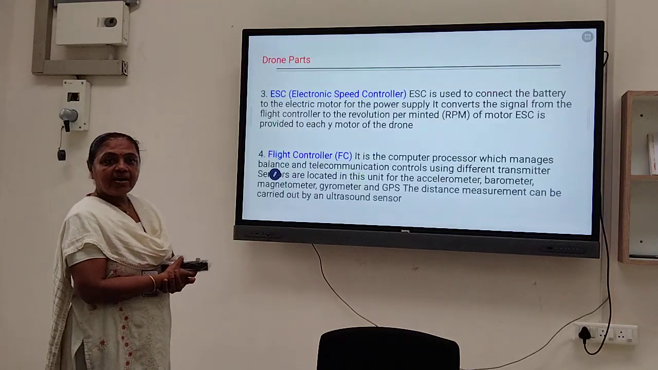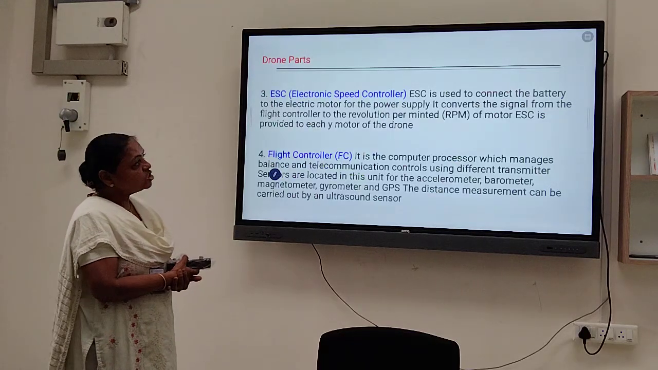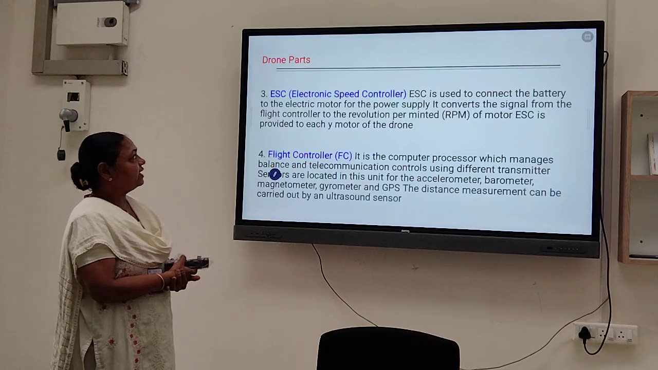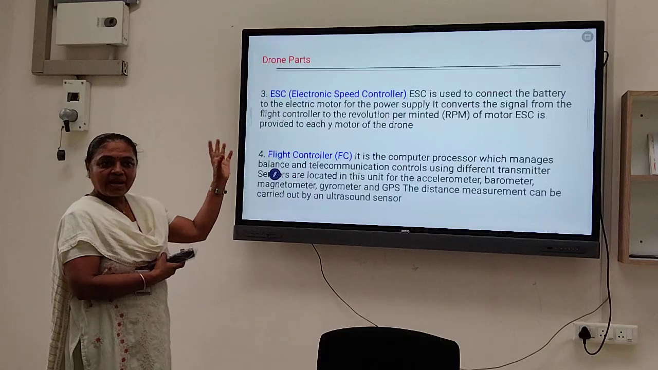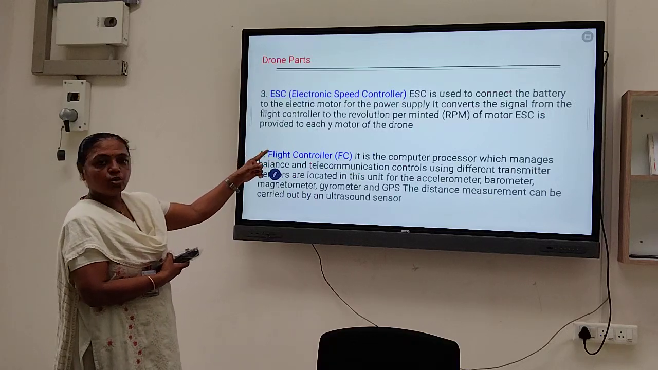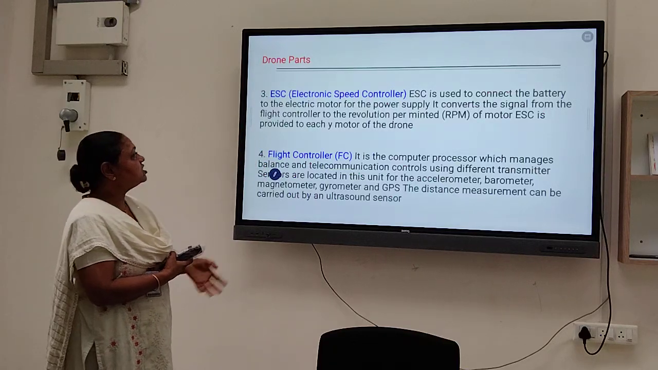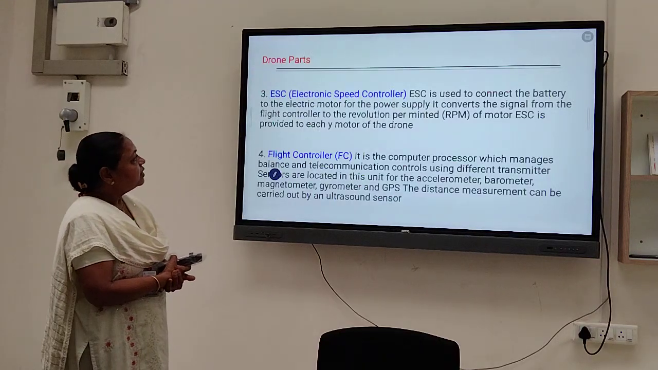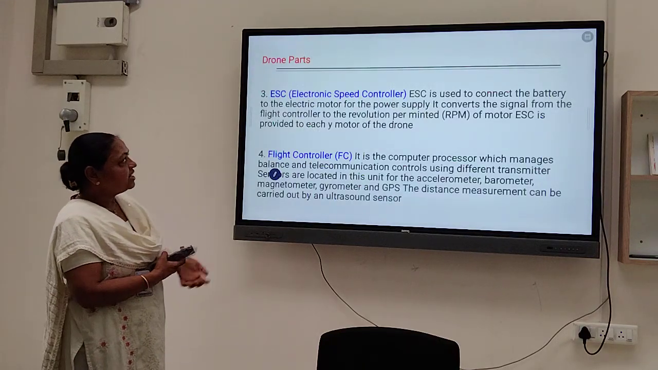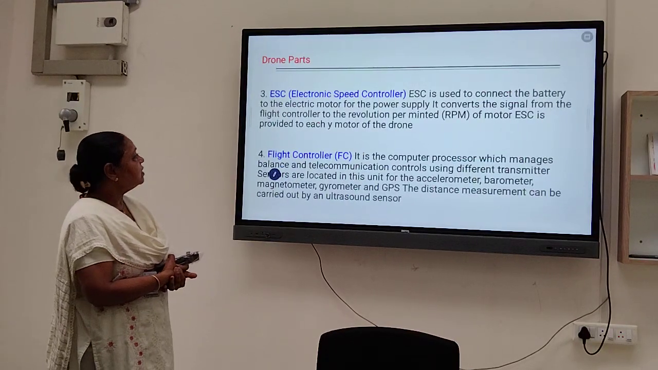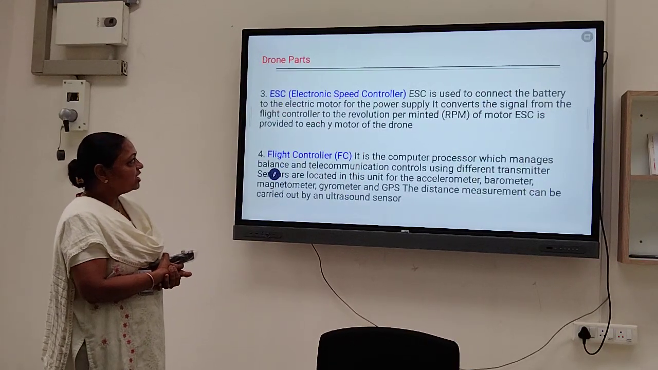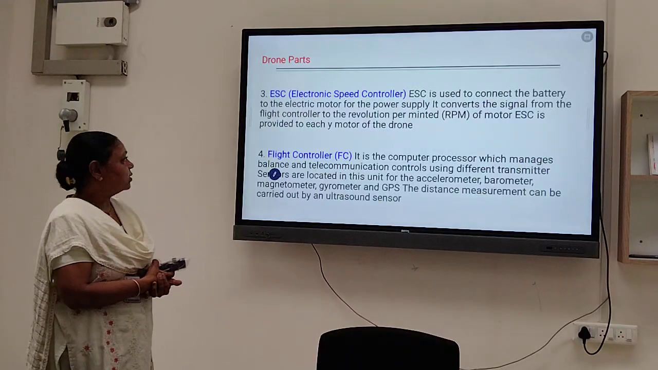ESC, what is an electronic speed controller? It is used to connect the battery to the electric motor for the power supply. From the battery, supply will be provided to the motor through this ESC. It converts the signal from the flight controller to the revolutions per minute of the motor. An ESC is provided to each motor of the drone.